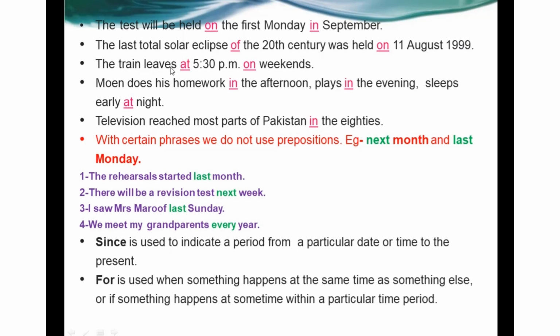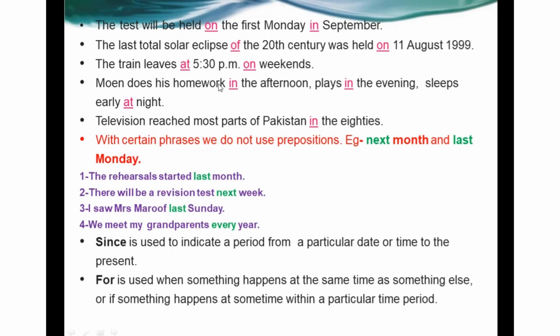Now let's see another example for using these in our sentences. The train leaves at 5:30 p.m. on weekends. Okay, at is used here because the exact time is mentioned. When does this train leave? 5:30 p.m., on weekends. Everything is clearly given with the time and the numbers. That is why we are using at. Okay, the usage of at is very specific and limited, whereas on is widely used, and in is also widely used.